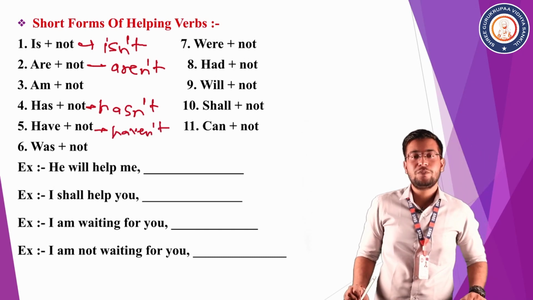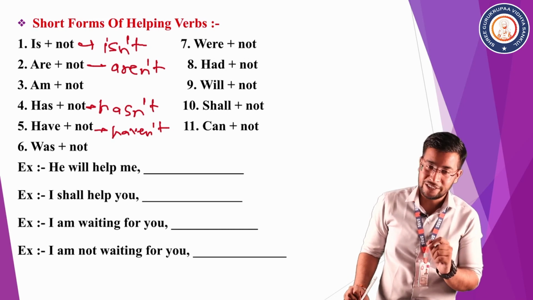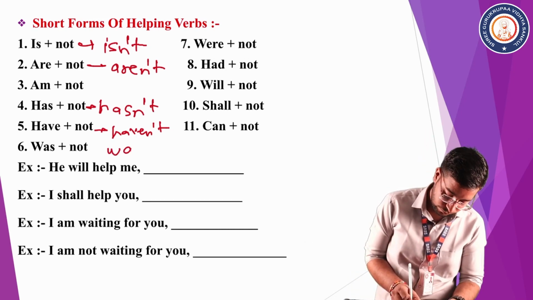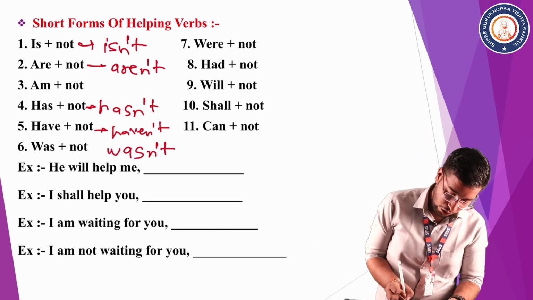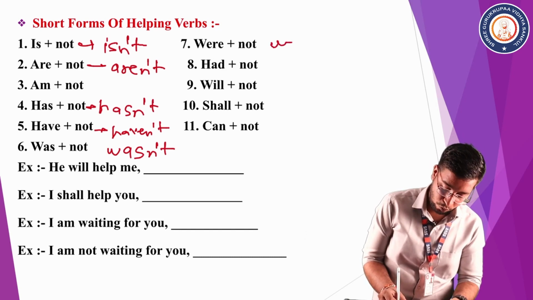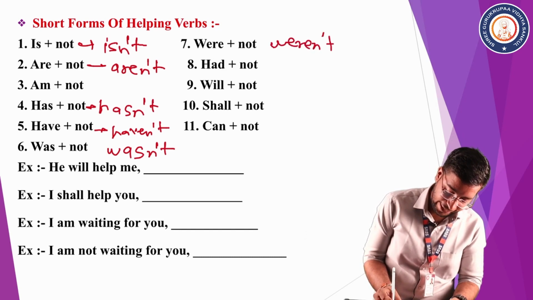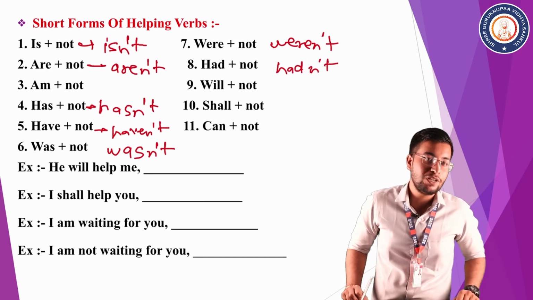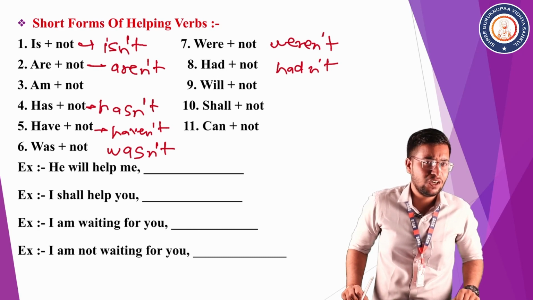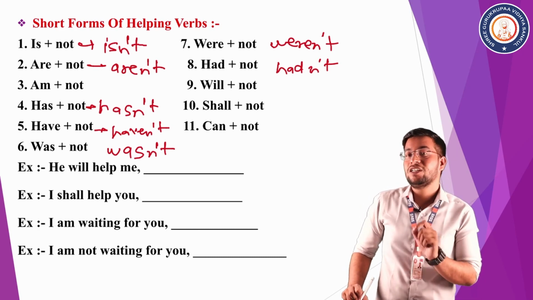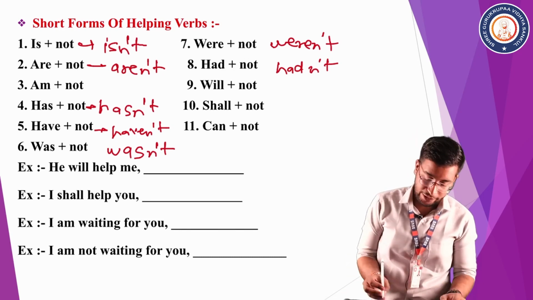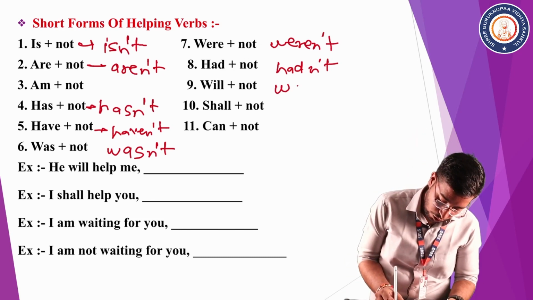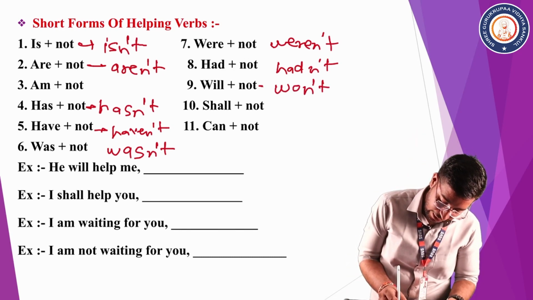What will become of was plus not? It will become, yes, wasn't. Were plus not will become weren't. Had plus not becomes hadn't. Now, dear students, tell me, what will be the short form of will plus not? Is it willn't? No. Will plus not, short form will become won't. So we will have to use won't as a short form.